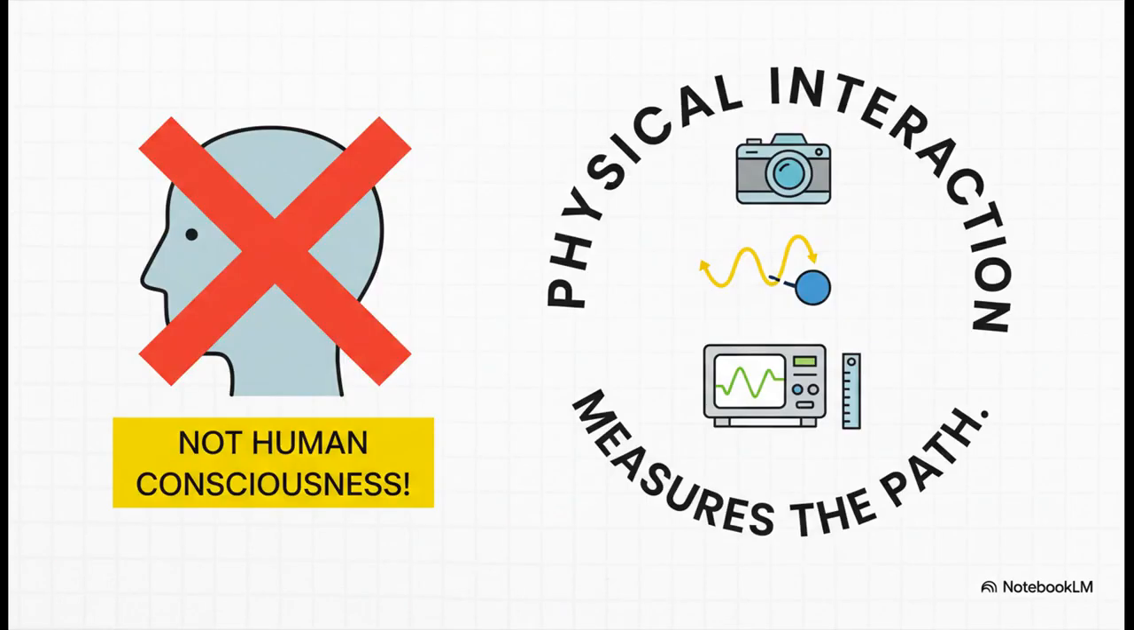Now, this is really important, so let's clear up a huge misconception. This has nothing to do with a person's consciousness looking at the experiment. The observer isn't a mind. It's any physical interaction that measures the particle's path. Even shining a single photon on the electron to see where it is counts as a measurement, and that alone is enough to collapse the wave and destroy the pattern.